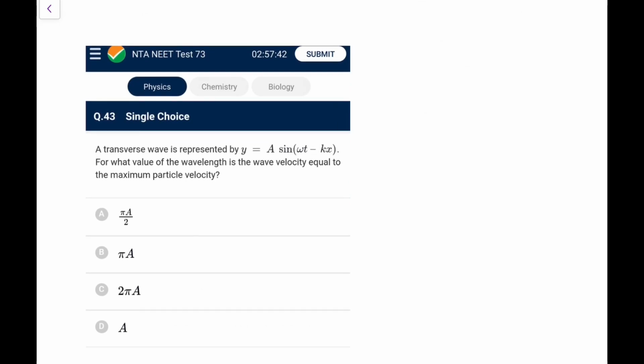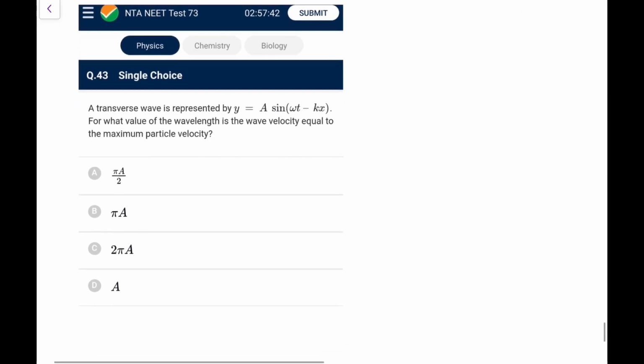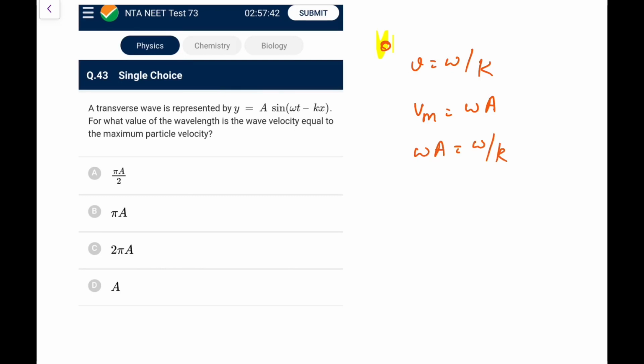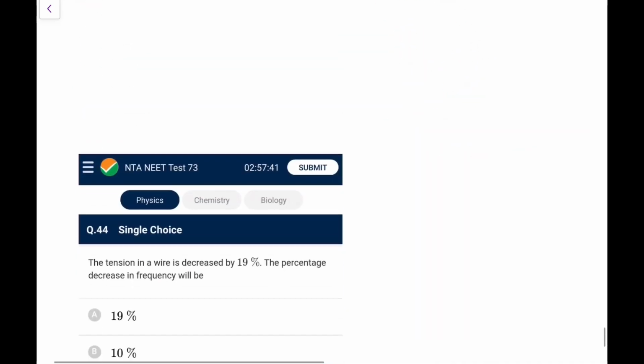Next we go for 43. A transverse wave is represented by this. For what value of wavelength is the wave velocity equal to the maximum particle velocity? Wave velocity is omega by k, and Vmax of particle is omega a. So what we have, omega a equals omega by k. So this a is equal to 1 by k. 1 by k is lambda by 2 pi, you can write. So what we have, lambda would be 2 pi a. So go for option C. Again, a very common question asked in the exam.